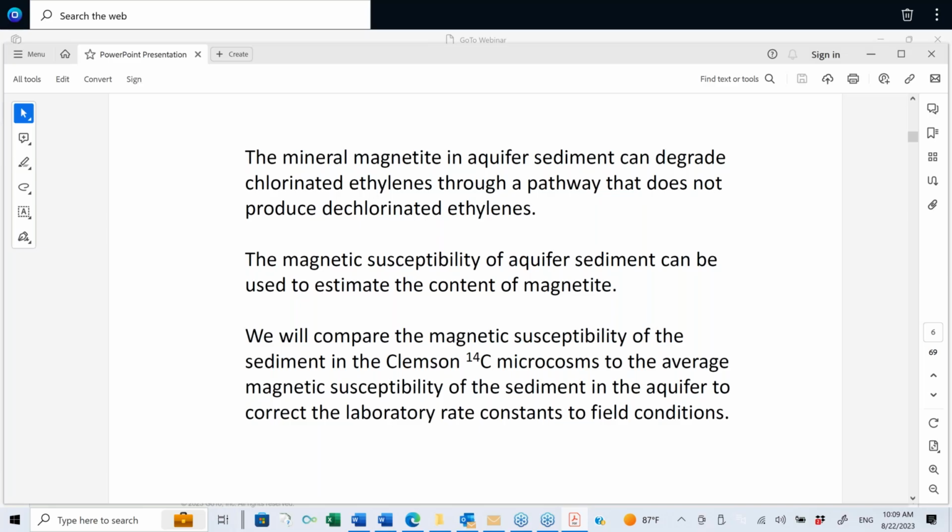That makes it hard to recognize by looking just at chemical data for concentrations of CVOCs in groundwater. We're going to presume that magnetite is the major player for these abiotic reactions, and so we're going to use a measurement of the magnetic susceptibility of the aquifer sediment as a way of estimating the content of magnetite. And we'll use that as a way of ratioing and comparing rate constants that come from the Clemson microcosm studies to rate constants that we would expect to see at field scale.